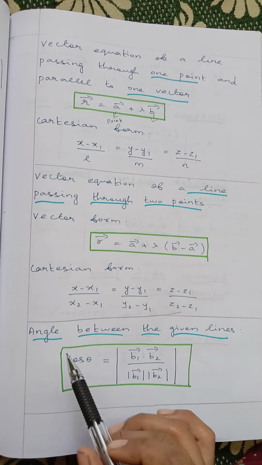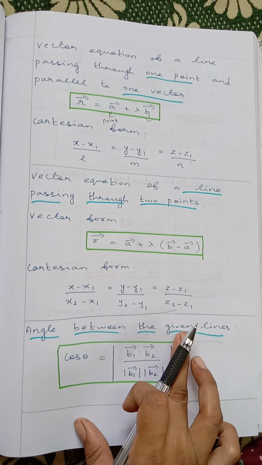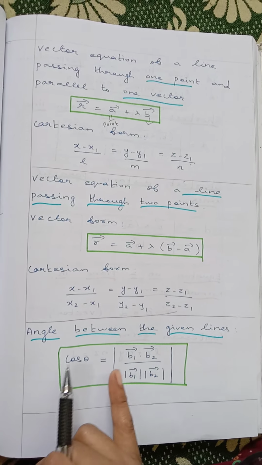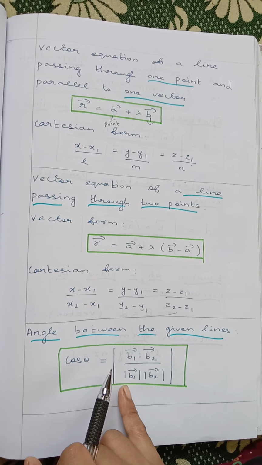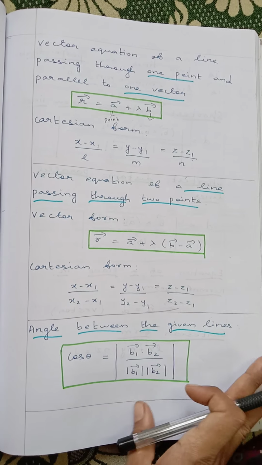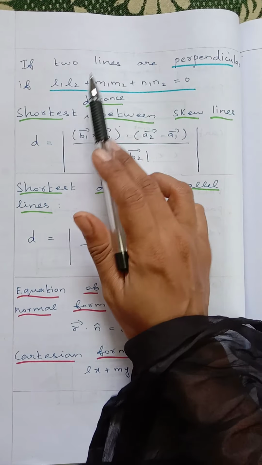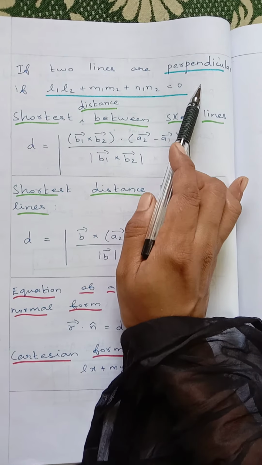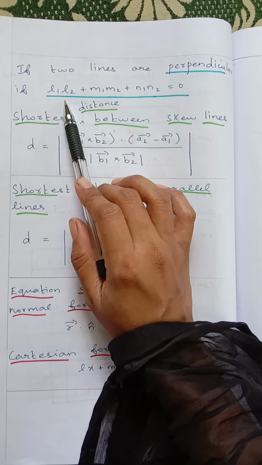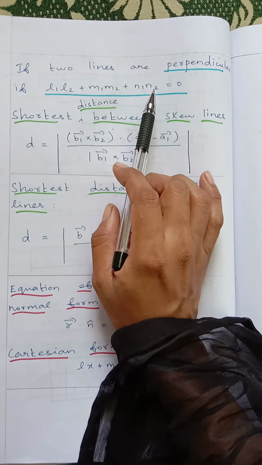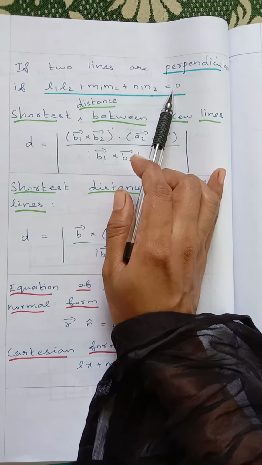The next one is the angle between two lines. The same angle formula: b1 dot b2 by magnitude of b1 times magnitude of b2. So the angle formula will be the same in every case. Next, if two lines are perpendicular, then what is the condition? l1 l2 plus m1 m2 plus n1 n2 is equal to 0.